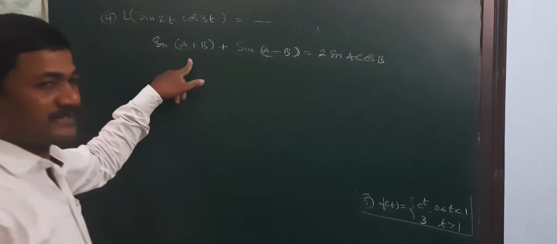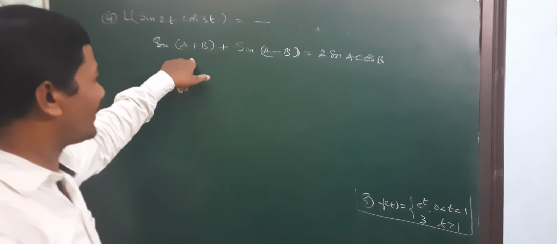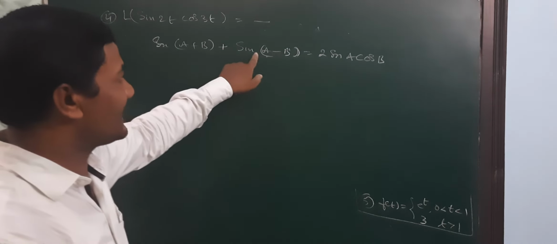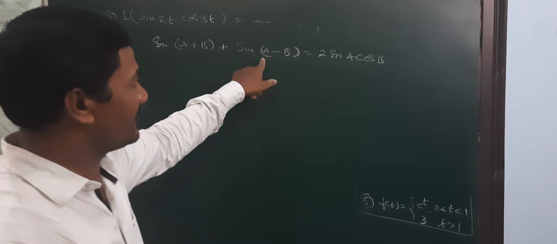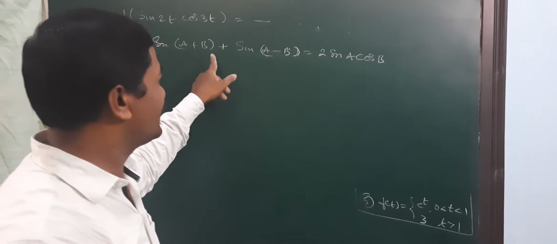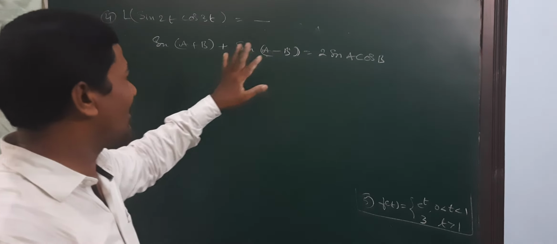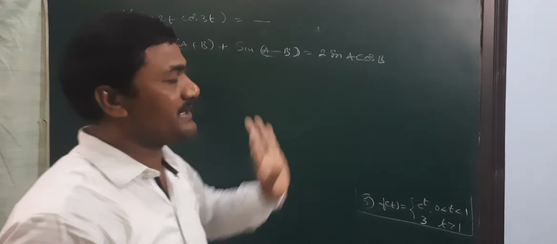Because sin(a+b) means sin a cos b plus cos a sin b, and sin(a−b) means sin a cos b minus cos a sin b. So the cos a sin b terms cancel, and 2 sin a cos b is there.